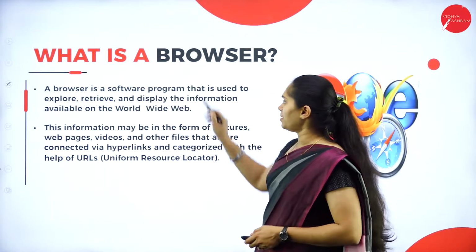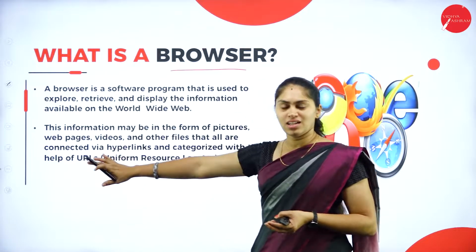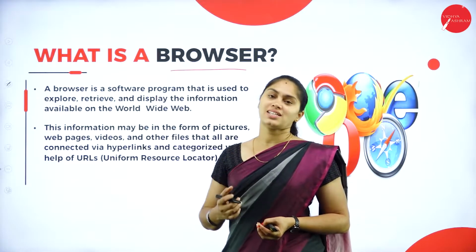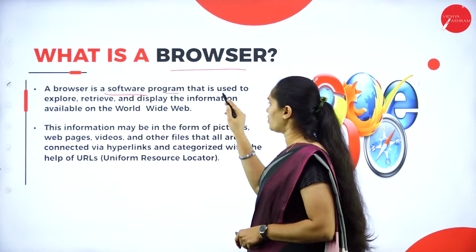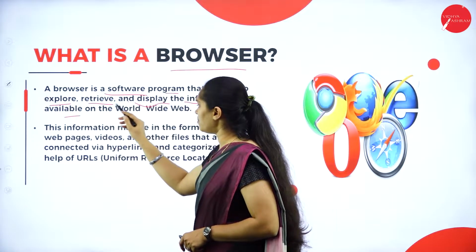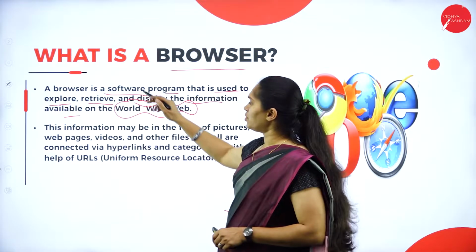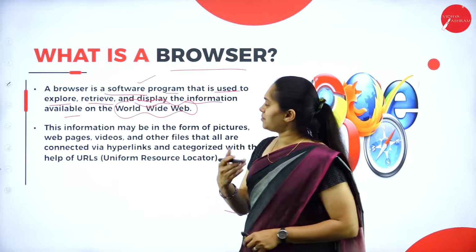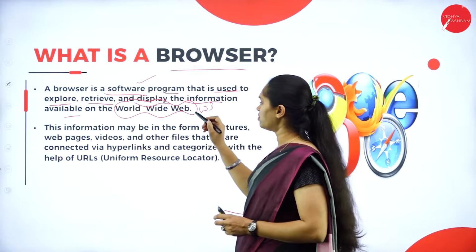Now we'll see what we mean by a browser. What is this browser? Why do we require that? As we saw in the previous slide, we are using a web browser in order to access the content of the World Wide Web. So a web browser is a software program that is used to explore, retrieve and display the information which is available on the World Wide Web. We have certain content in the WWW. With the help of this software program, we are accessing all that content, retrieving it, and manipulating all the content which is present in the W3 or World Wide Web.